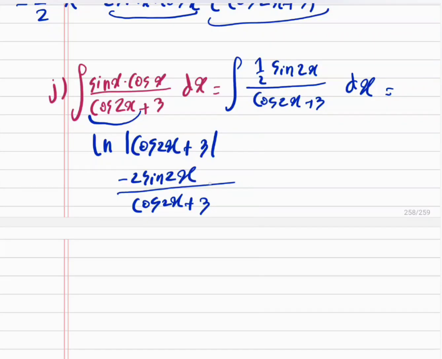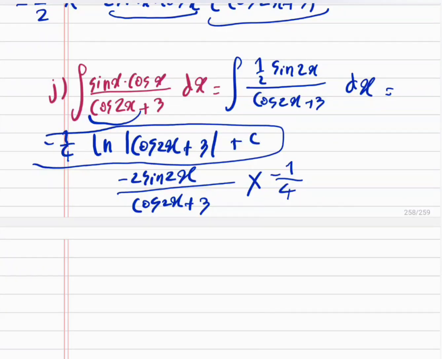Now, when we compare this to this expression here, the denominators are the same, and then the difference is that on the numerator, we have a half here, but here it is minus 2. So that means if we multiply this by minus 1 over 4, then we'll have a half here. So that's basically the adjustment: it must be minus 1 over 4 ln of cos 2x plus 3, and also plus c as the final answer.